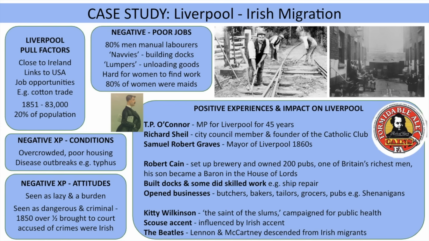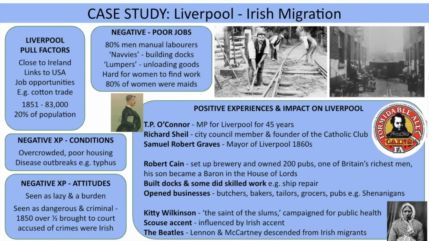We also just see many examples of smaller businesses in Liverpool who were Irish: butchers, bakers, tailors, lots of pubs that were set up by Irish migrants like the Shenanigans pub in the port. And you get social impact as well. People like Kitty Wilkinson, an Irish charity worker who campaigned for public health. She was known as the Saint of the Slums for all the help that she gave people.